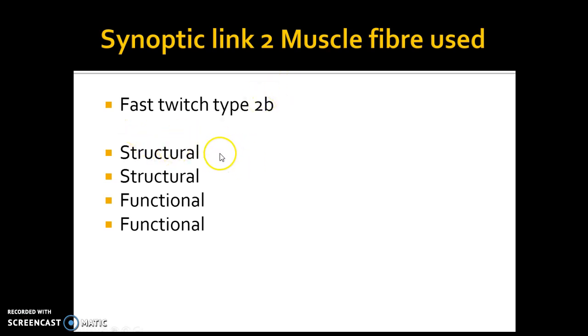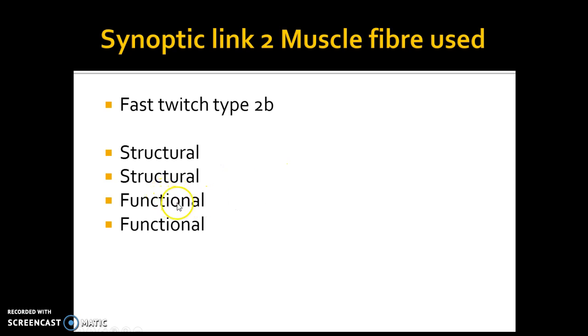So what is within a muscle fibre such as the fast twitch type 2B fibre? Well, it has got high PC stores. Again, we've used the term PC in all 3 synoptic links so far. So it's got a high amount of phosphocreatine located in this type of fibre. On top of that, it's got a high store of glycogen, okay, which can be broken down anaerobically, remember, as well.